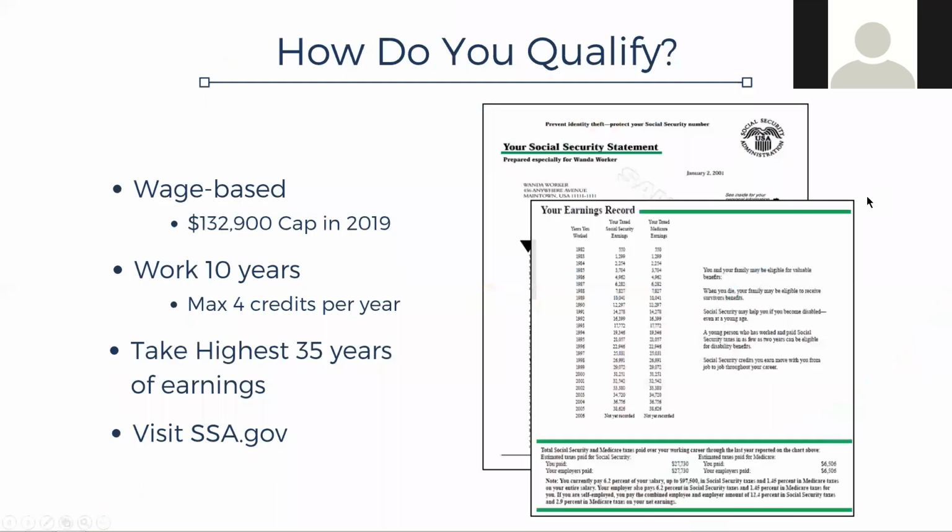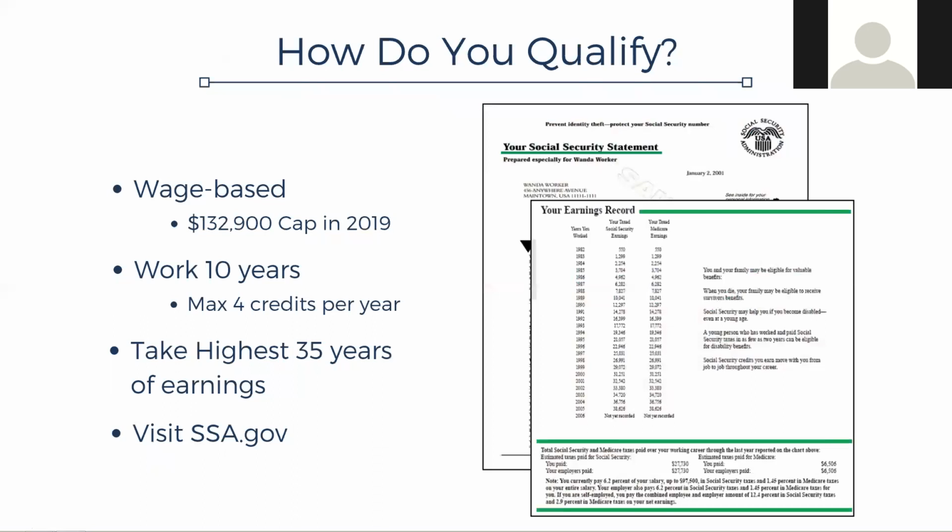All right, so now let's start getting into some of the weeds, if you will. Let's first go over the basics of how you qualify for Social Security benefits. You need to earn 40 credits. That's how Social Security benefits are based. You can earn up to 4 credits per year. So in essence, you need to work and pay Social Security taxes for 10 years to earn your 40 credits.